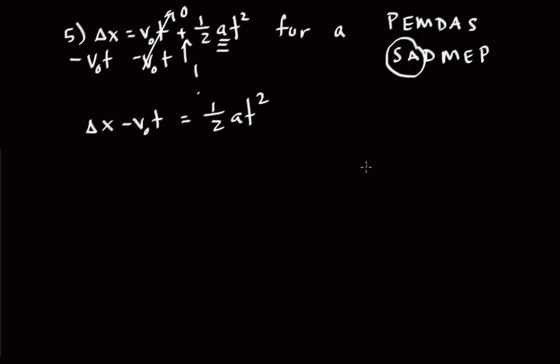How do you get a by itself? Well, you can do it all in one step. We can divide by 1/2 t squared, and I can do that all in one step. 1/2 divided by 1/2 is 1. T squared over t squared is 1, and I'm just left with a, which is what I want.